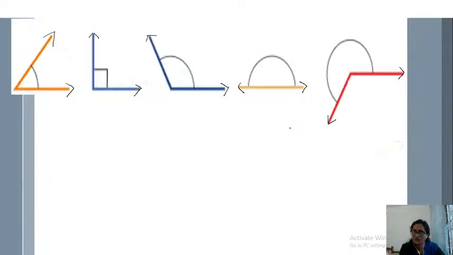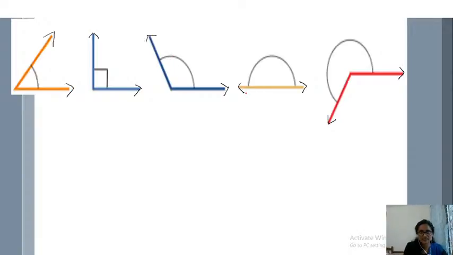Now you have already heard and learned about all these angles. Can you tell me what is the first figure? What is the angle here? This could be less than 90 degrees and greater than 0, so this is an acute angle. What about this one? It is 90 degrees, so it is a right angle. What about this figure? Here this angle is greater than 90 degrees and less than 180 degrees, so it is an obtuse angle.